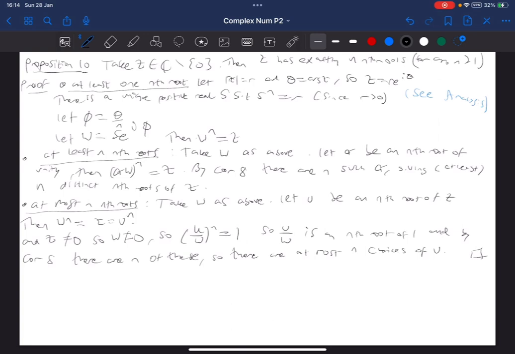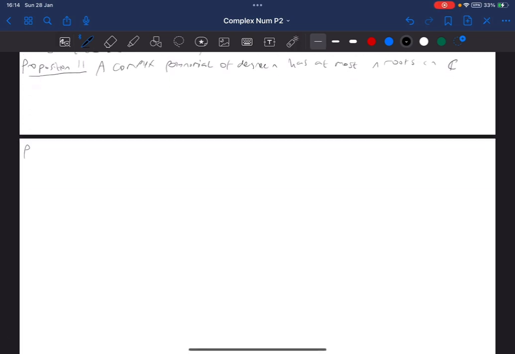Okay? Now, this brings us to a nice little proposition, known as Proposition 11, which is about polynomials, and says that a complex polynomial of degree n has, at most, n roots in the complex plane, in C. So, let's prove this thing then.